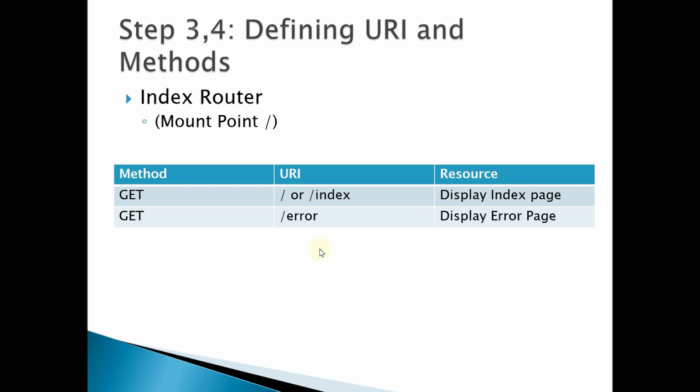In this case, like the index router, the mount point for that router will be slash. After the request of localhost colon 3000 slash, this router will be mounted, and on that slash we will display the index information for that page, and on slash error, we will display the error information. So this will be our index router.